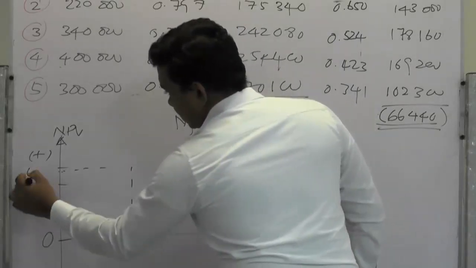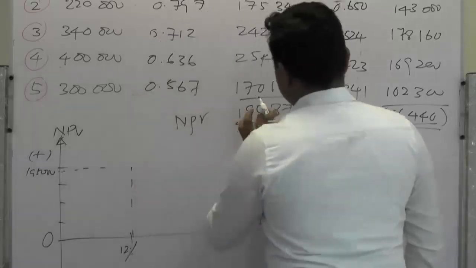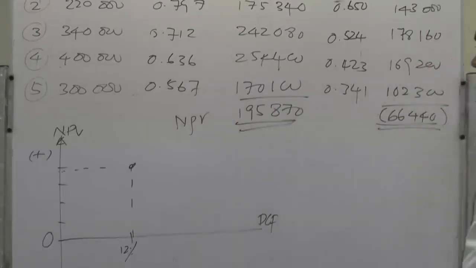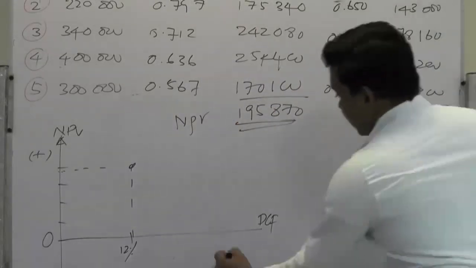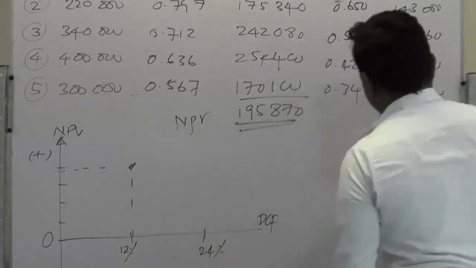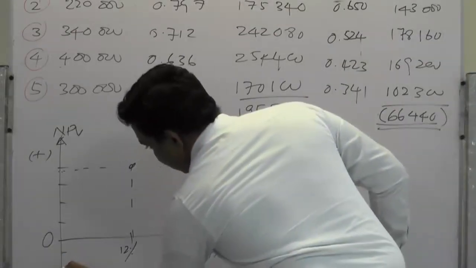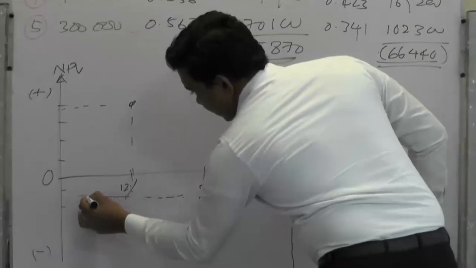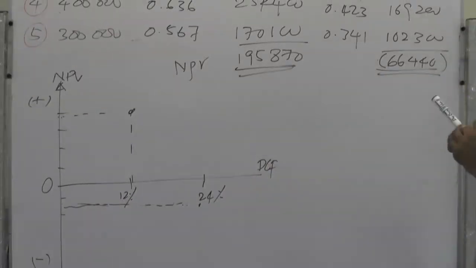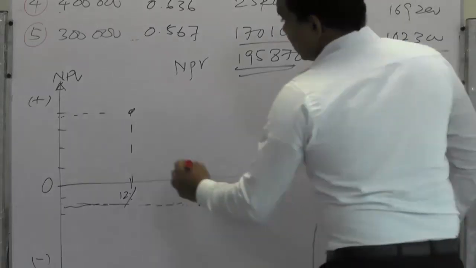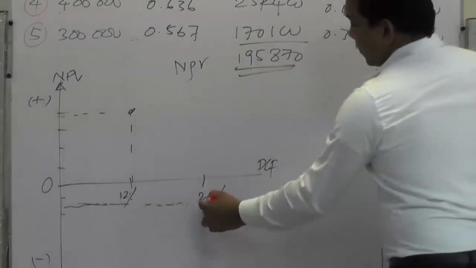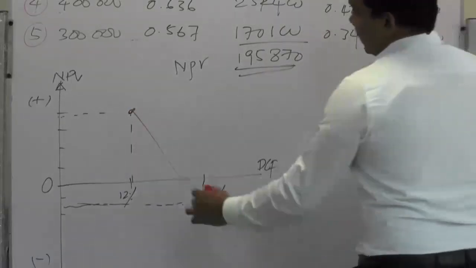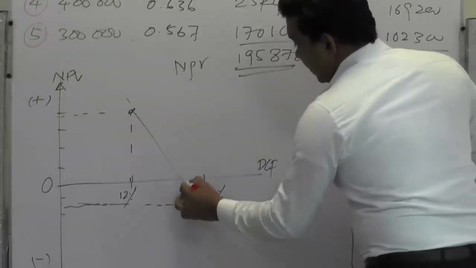At 12%, 195,870, right? 195,870 at 12%. Now at 24%, when the rate doubled, it is more than 50% but less than 100,000. Therefore, this is the area we can consider. Now see, at 12% you have 195,000 plus, at 24% you have 66,000 minus. Now you can combine these two lines. Now this is the NPV line.